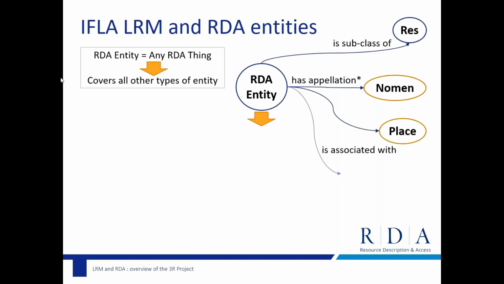Any RDA entity can be associated with a place or a time span. This really is true. Nomens can be associated with a place or a time span. A name may be in use over a particular period of time and then fall out of use. It may be used in a particular place.